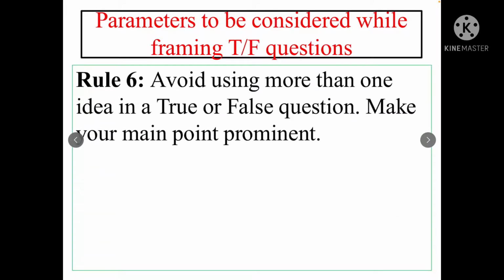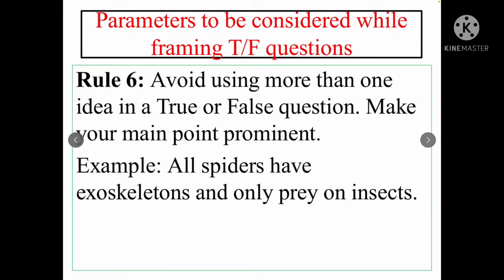Rule 6. Avoid using more than one idea in a true-false question. Make your main point prominent. For example, all spiders have exoskeletons and only prey on insects. Here we have two ideas, exoskeletons and prey on insects. So if a student knows about exoskeletons, he or she can answer correctly. If a student knows who preys on insects, the student answers correctly. Here actually we are giving two hints to the students.